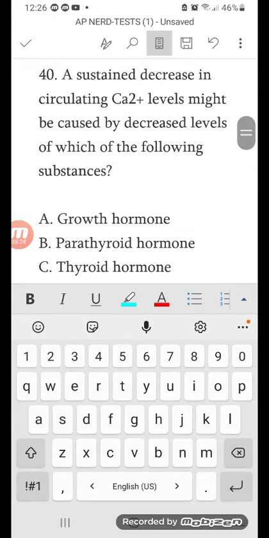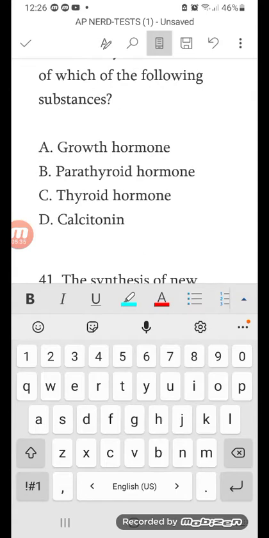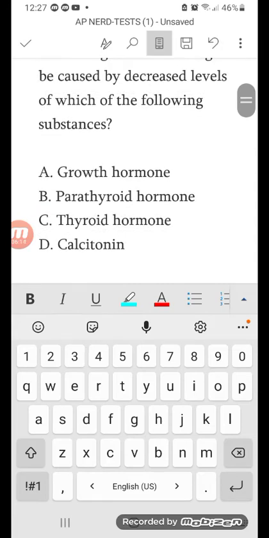A sustained decrease in circulating calcium ion level might be caused by decreased level of which of the following? By the way, the parathyroid, which is next to the thyroid in your neck, has something to do with it. And calcitonin from the thyroid also has to do with it. But the main one responsible for the calcium ions is the parathyroid. If the parathyroid raises the calcium ions too much, the thyroid gland will interfere and produce calcitonin to bring it down. But number one responsible is the parathyroid.